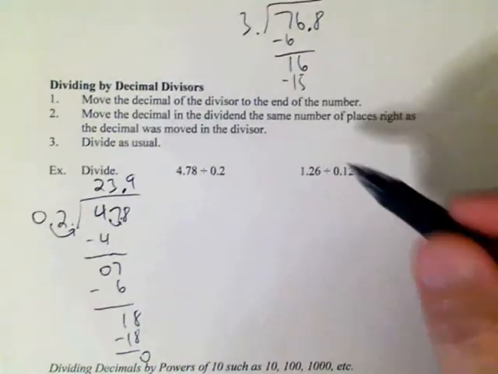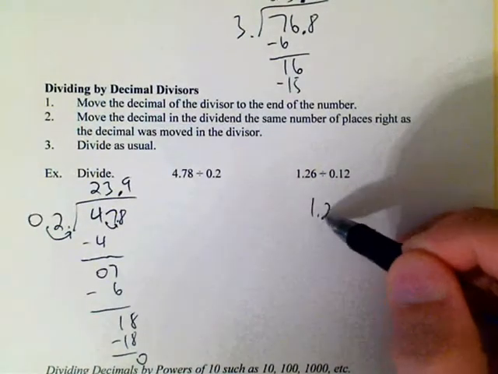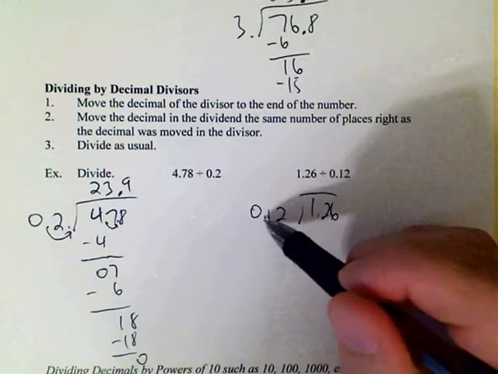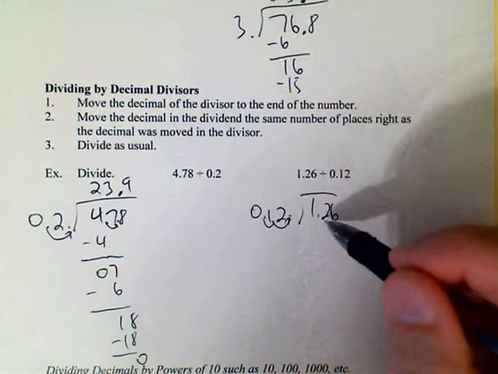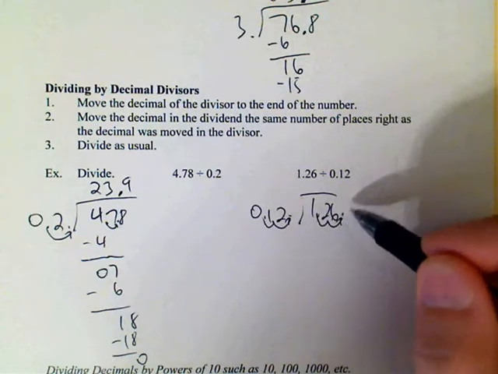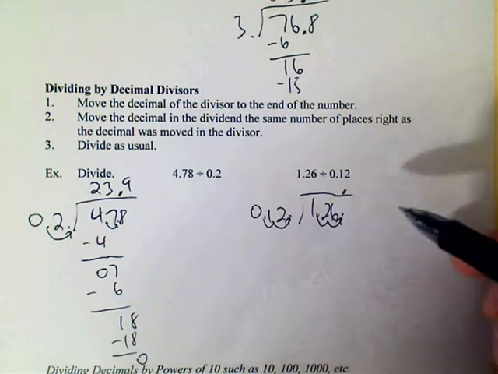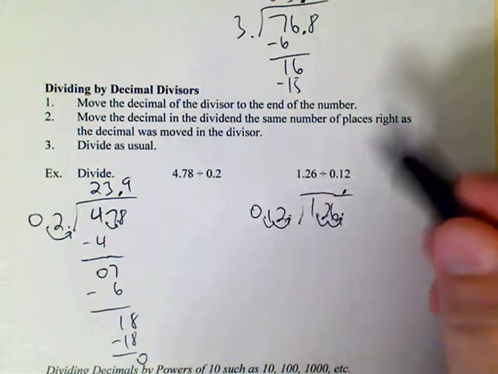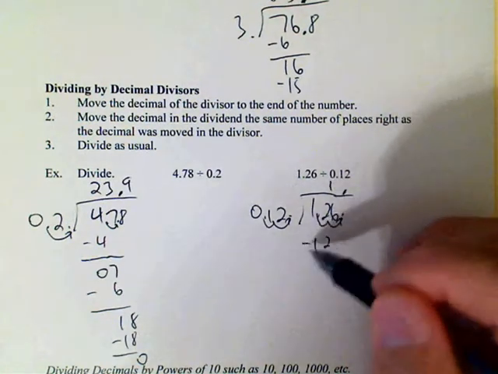So this next one, 1.26 divided by 0.12. Move it to the end. That took 2 places, so this is going to take 2 places. Now let's divide. 12 won't go into 1, but 12 will go into 12 one time. And 1 times 12 is 12. Subtract, you get 0. Bring down the 6.